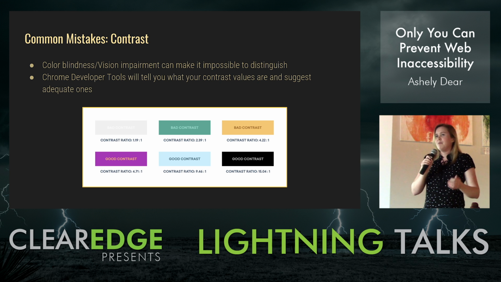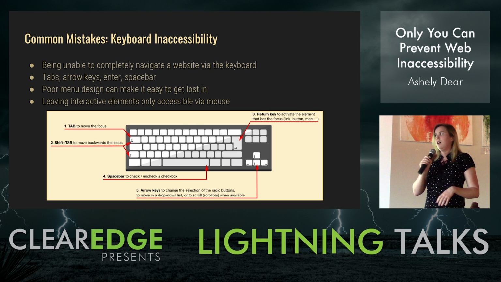Some common mistakes that people make regarding accessibility are things like contrast. You want to make sure that you can actually see your different colors for people who have lower visibility or color blindness. And then keyboard inaccessibility. If you can't get through every active piece of your web app without your mouse, then you can't use it if you're someone who's limited by motor disabilities.